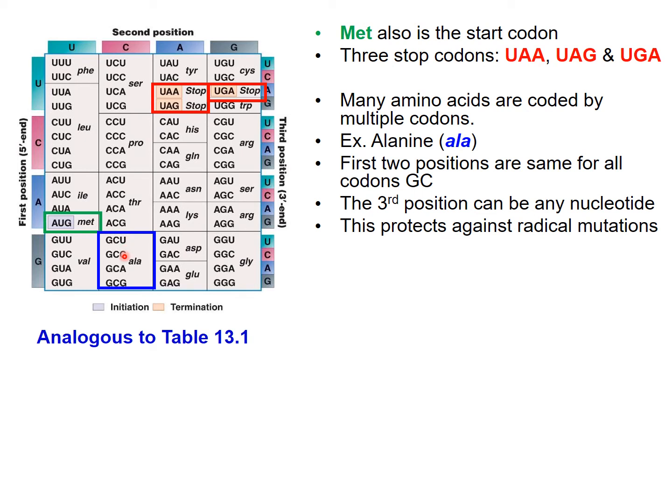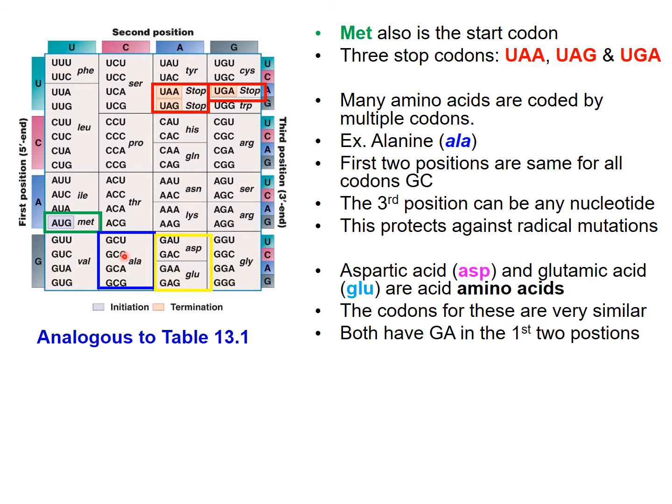Now this protects against radical mutations. So if there happens to be a mutation at this third position from a U to a C, well, it's not going to make any difference in the protein. It's still going to code for alanine.